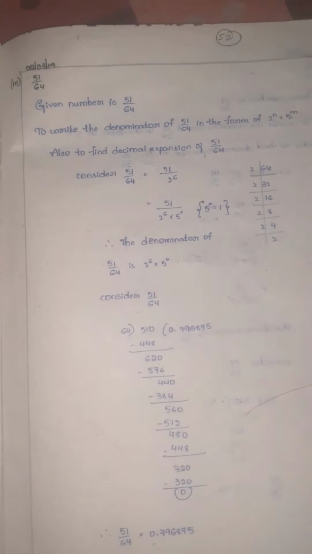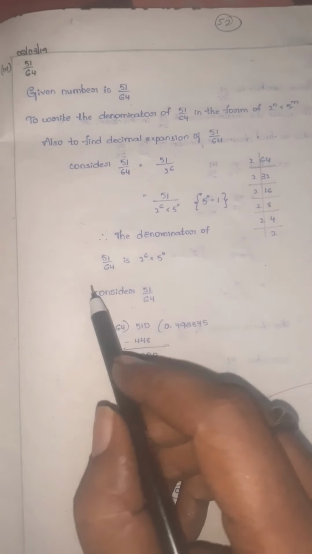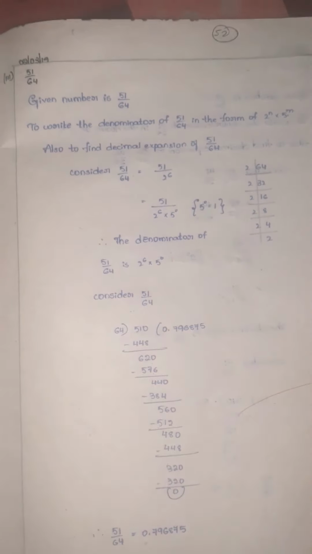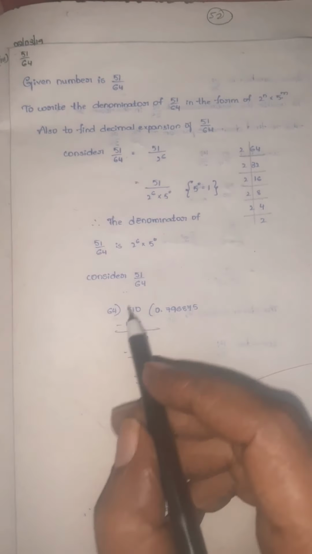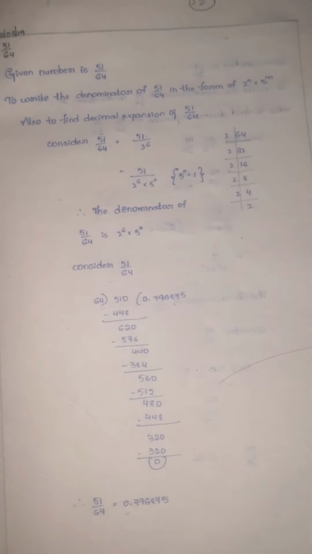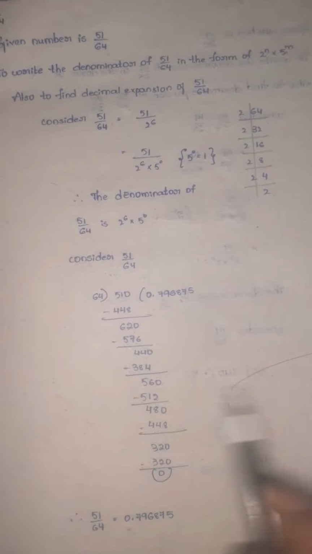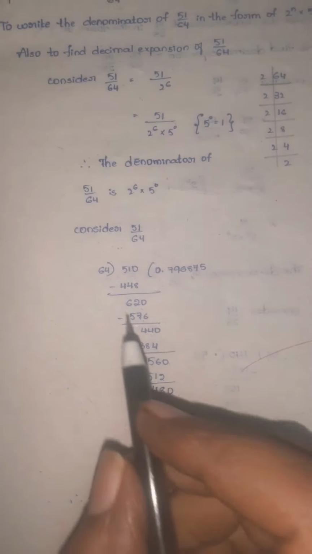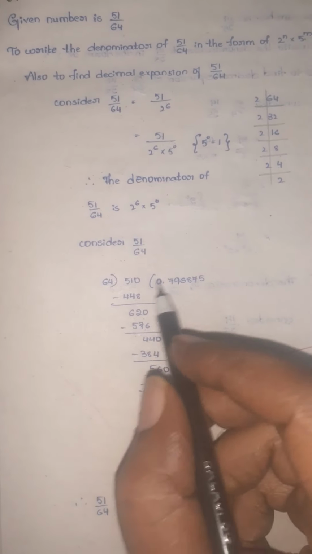Because anything power 0 is 1. So the denominator of 51 by 64 is 2 power 6 into 5 power 0. So consider 51 by 64. Here in the 64 table, 51 is not possible. So we are taking the point and keeping 0.